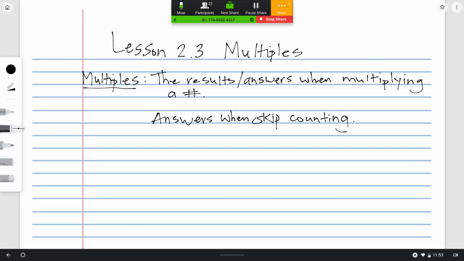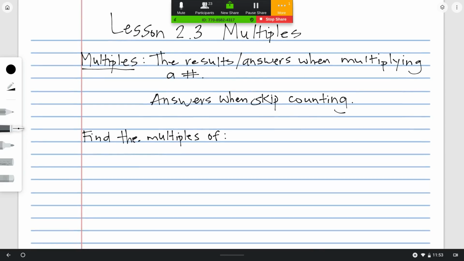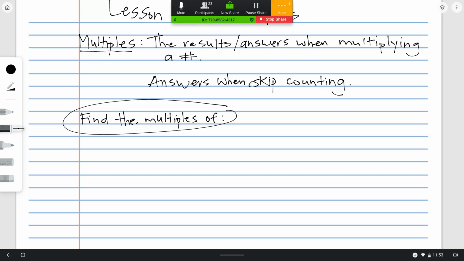Okay, so for example, if I wrote directions here, we are going to find the multiples of, okay, I'm just going to circle this so that we can see that it's an example. Okay, maybe you underline it. It's just super hard for me to underline. Okay, here's number one. Okay, we're going to find the multiples of, let's do twos first.